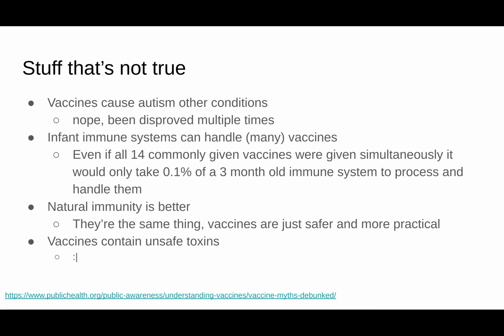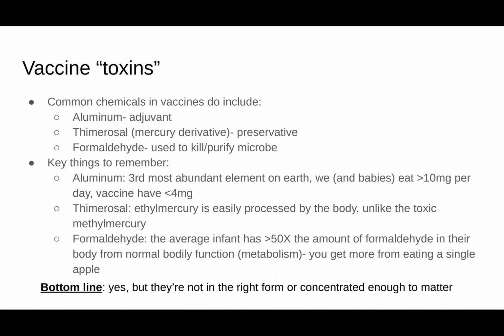And then one of the much more common claims is that vaccines contain unsafe toxins. I put toxins in quotations because it's not really the right way to talk about this. There are chemicals in vaccines, and these include aluminum, which, as we mentioned, is an adjuvant, designed to help improve the efficacy of vaccines. Thimerosal used to be a very common thing. It's a derivative of mercury, used as a preservative. And formaldehyde is also pretty common. You'll see very minute quantities of formaldehyde inside vaccines, because this is typically what we use to kill or purify the microbe from solution. So these things do exist in vaccines.